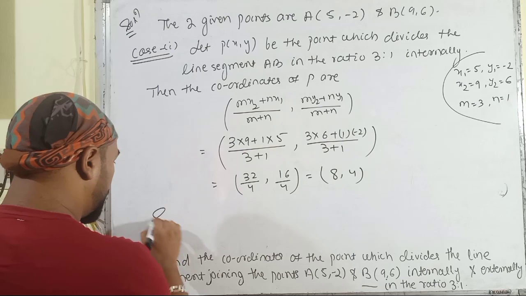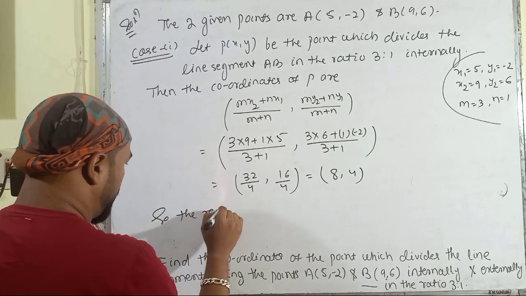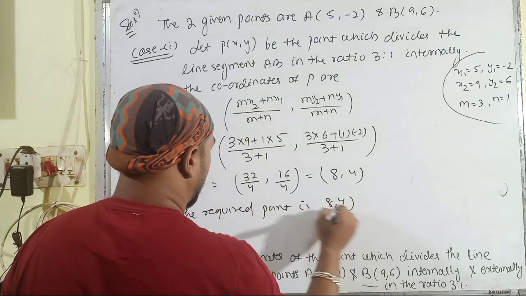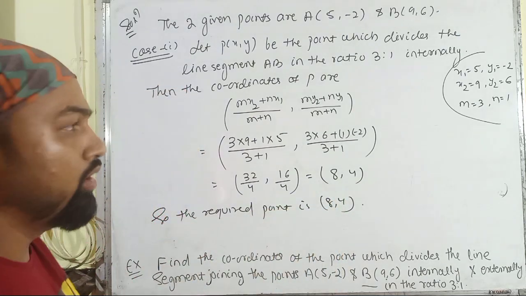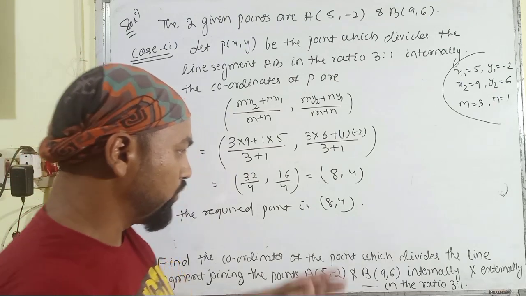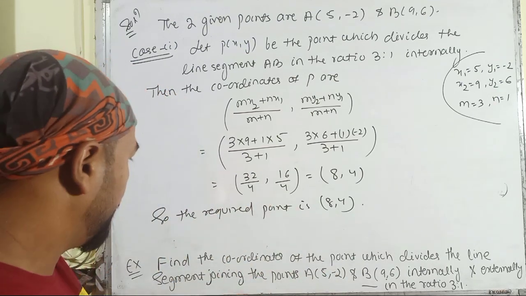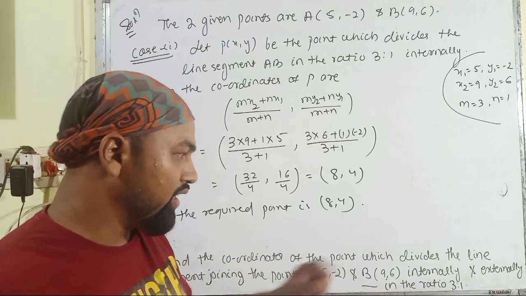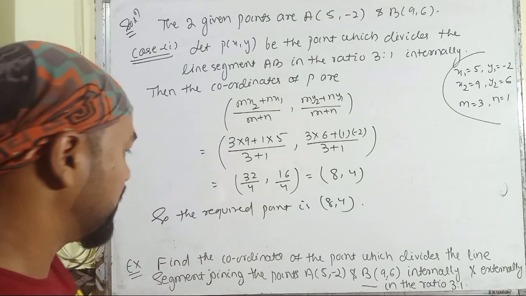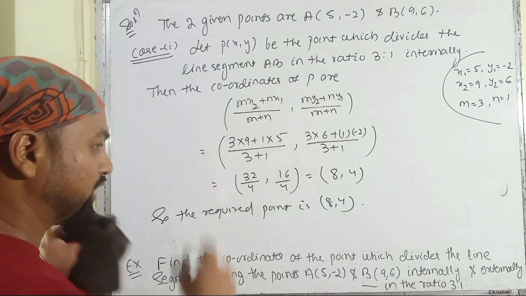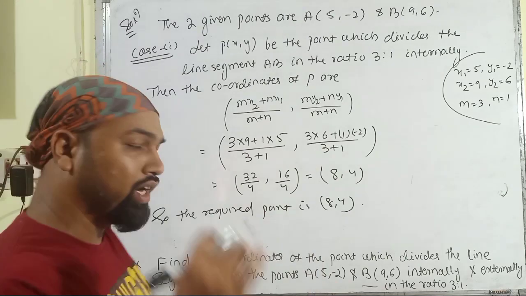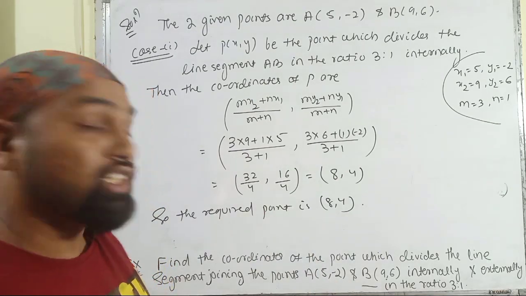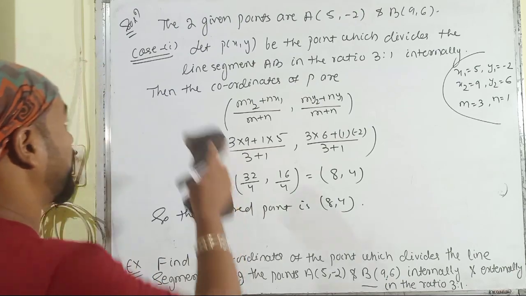So the required point is (8, 4), and here is the first part of the problem. That means we have determined the point P(x, y) which divides the given line segment AB internally in the ratio 3:1. Then we have to go through the external division. That means we have to find the coordinates of the point P(x, y) which divides the given line segment AB externally in the ratio 3:1.